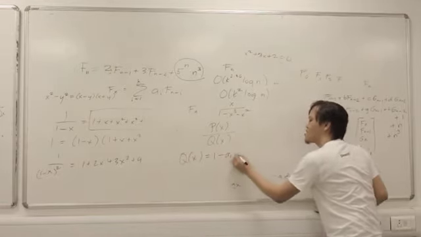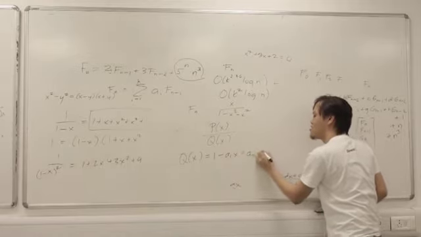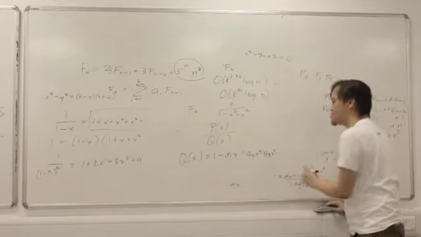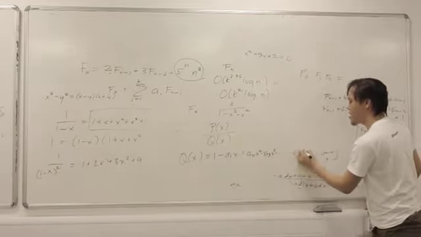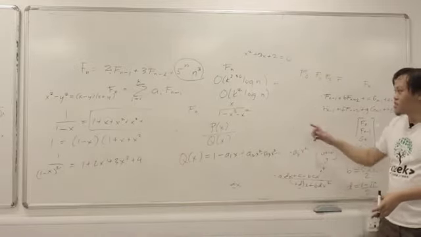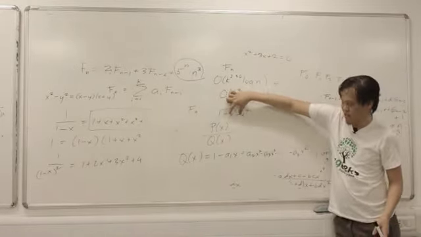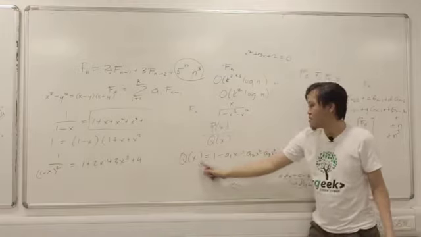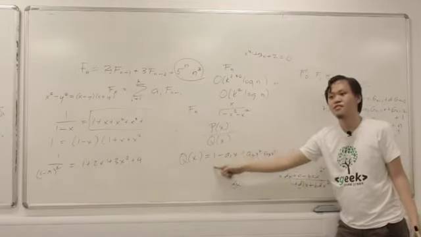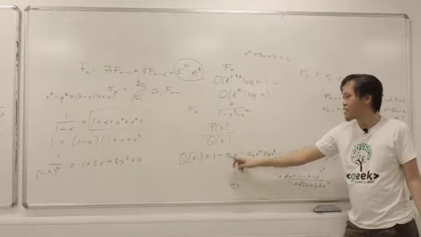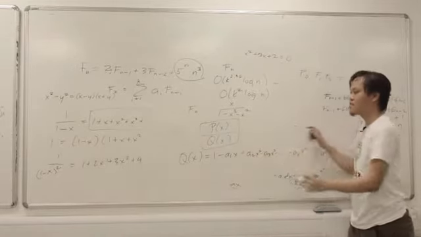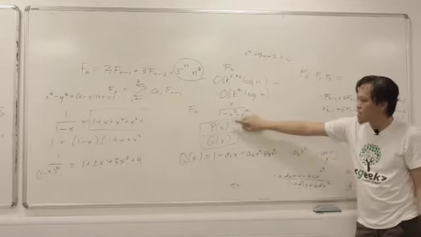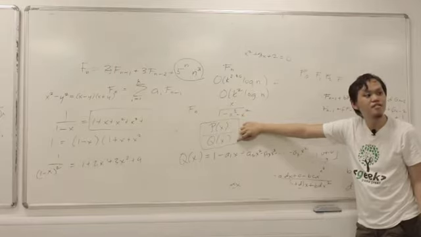1 minus a1 x minus a2 x squared minus a3 x cubed minus dot dot dot until ak x to the k. Okay? So in the case of Fibonacci numbers, you see that these are the coefficients 1, 1 in the Fibonacci recurrence. But if you have a more general recurrence, the denominator will look something like this. And the generating function of any linear recurrence will look something like this. Polynomial over polynomial. q of x is this, and p of x has a smaller degree than q of x.